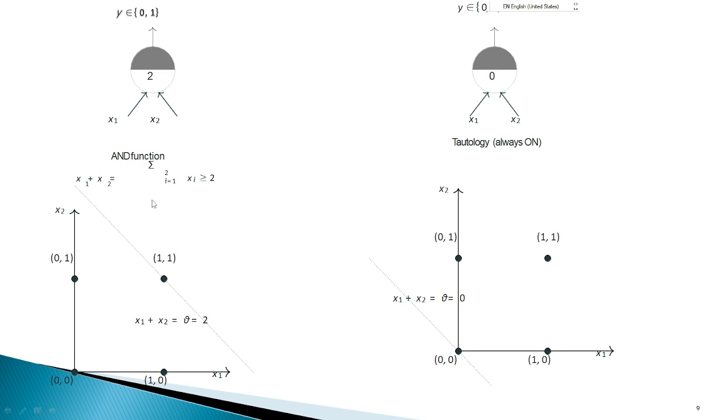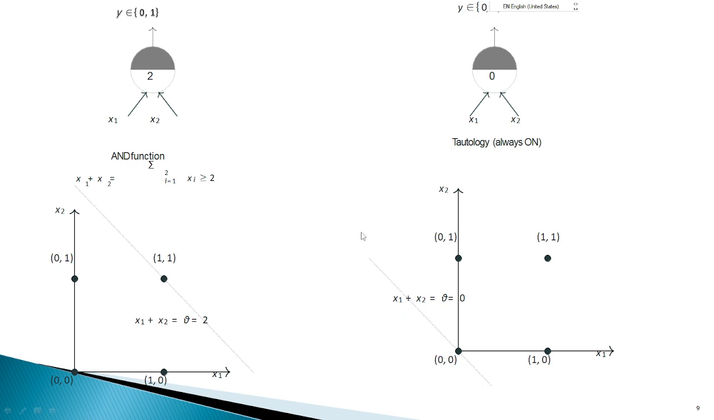Now the AND function. The summation of xi is greater than or equal to 2, since we have two inputs, so the threshold is 2. Tautology is always on, so for x1, x2 the threshold is 0. For an AND function, you will get 1 only for 1, 1, so you will draw a line like this. If x1 plus x2 is greater than or equal to 2, the output will be 1. For less than that, the output will be 0. For tautology, always on, you can draw a line like this.